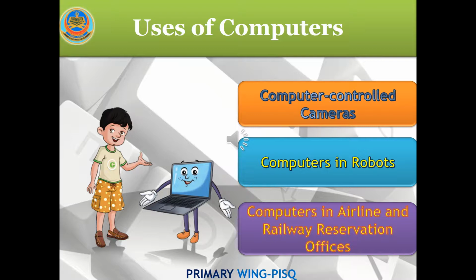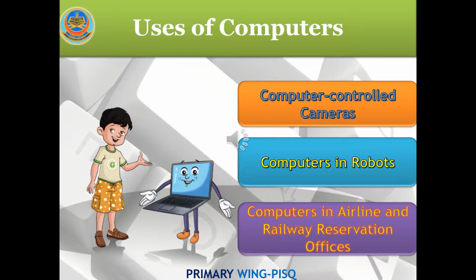Cameras that can be controlled by computers are used in various places. Many banks, stores and schools use computer controlled cameras to keep a watch on people's activities. This helps to catch theft in banks and stores. Computer controlled cameras on highways help in identifying vehicles that are not following traffic rules.